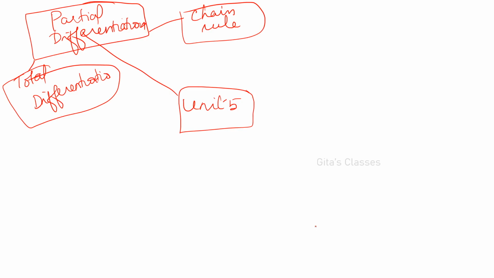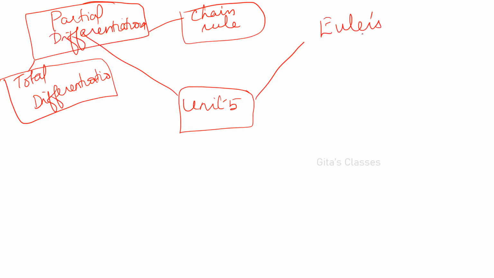And this is called chain rule. This tree diagram we have done now, that is called the chain rule. Next is Euler's theorem, homogeneous functions, and Euler's theorem we have studied.